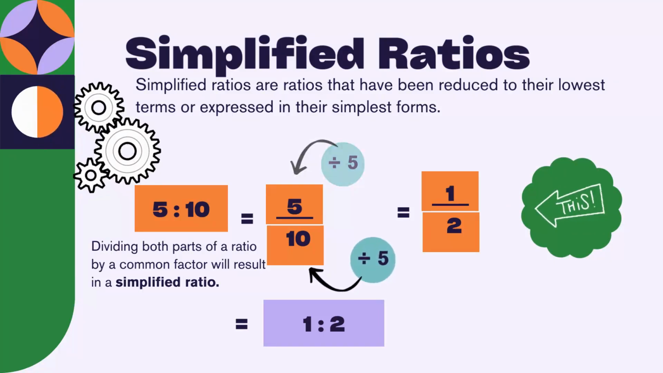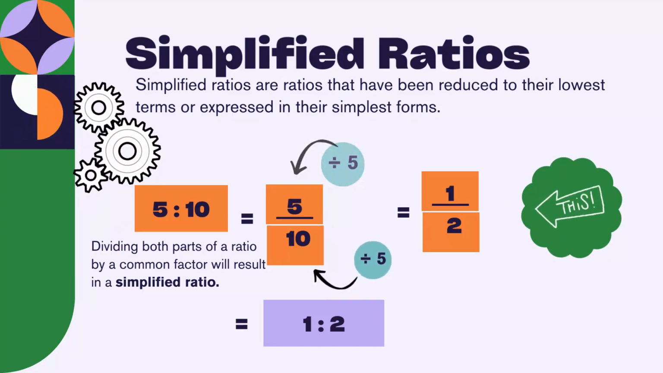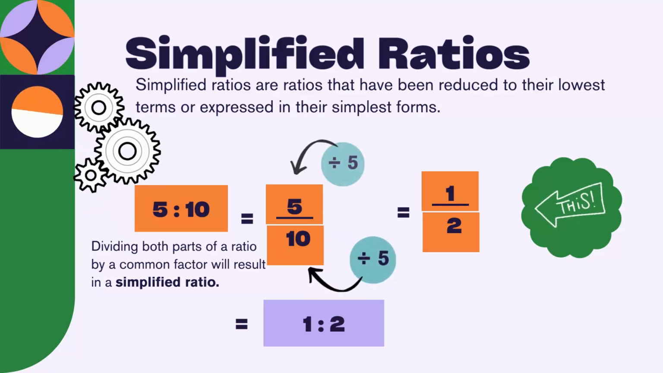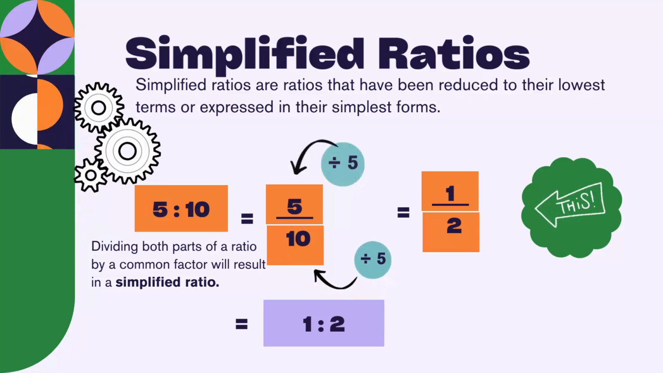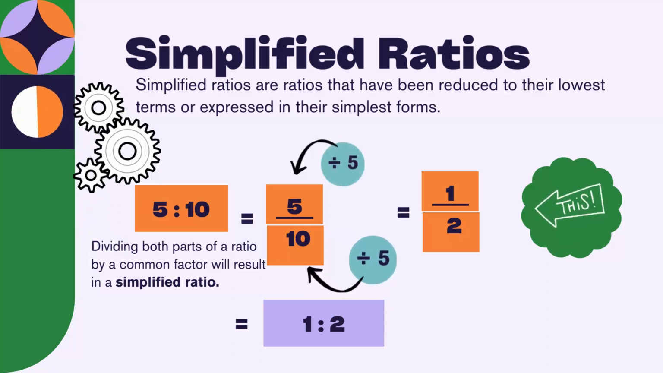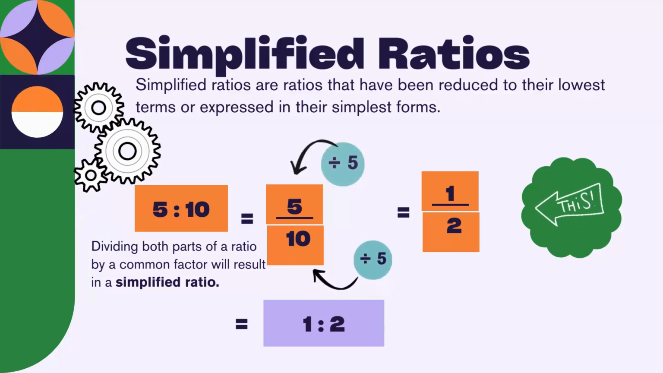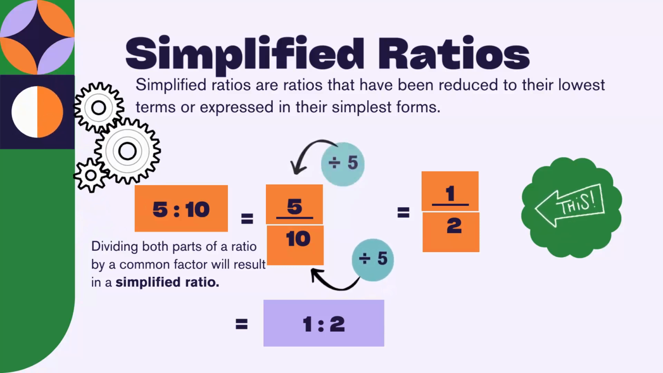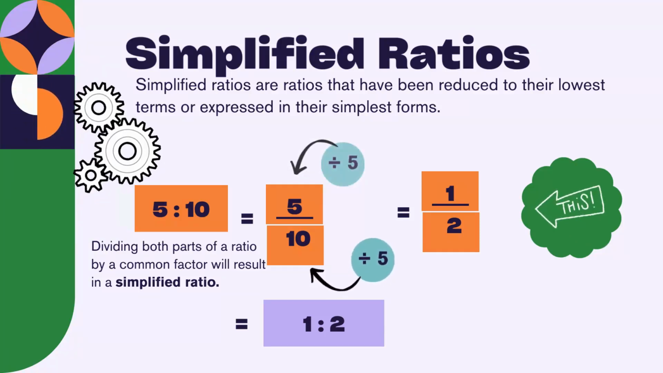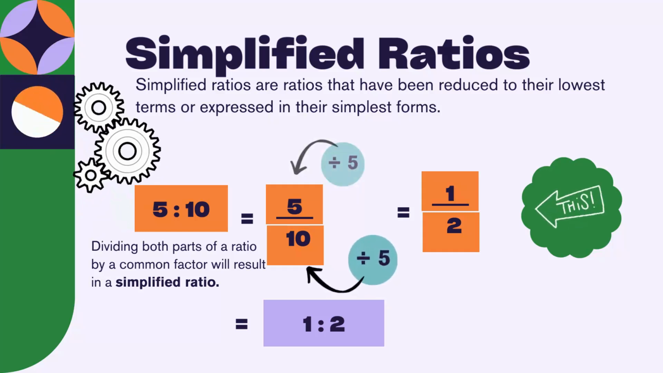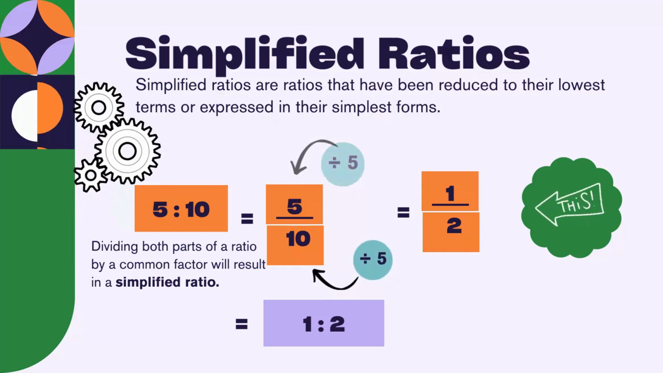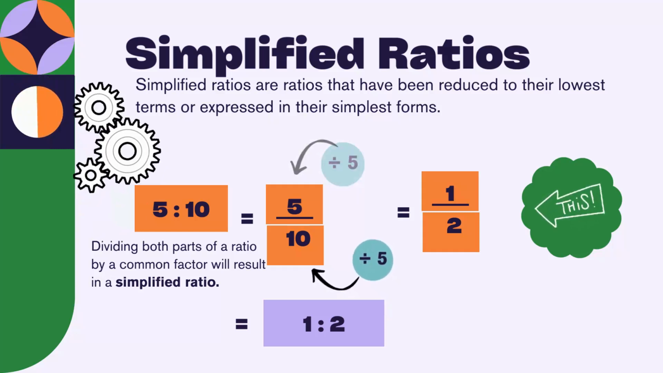Next, you find the biggest number that goes into both parts evenly, then divide both parts by that number and express the result as a new ratio. In this example, the number 5 can divide 5 one time, and also divide 10 two times, giving us 1/2, or 1:2. This process helps make the ratio as simple as possible while maintaining the same relationship between the quantities.